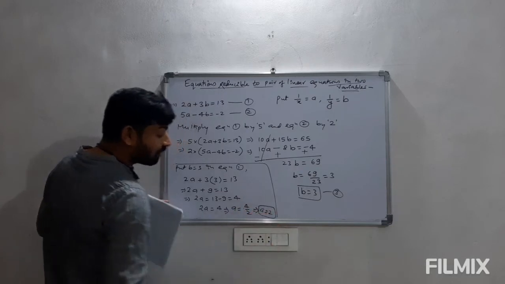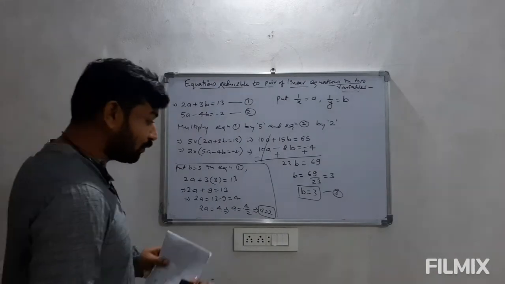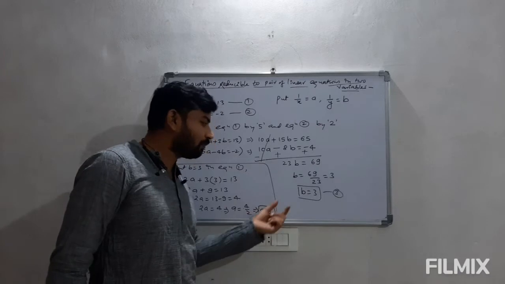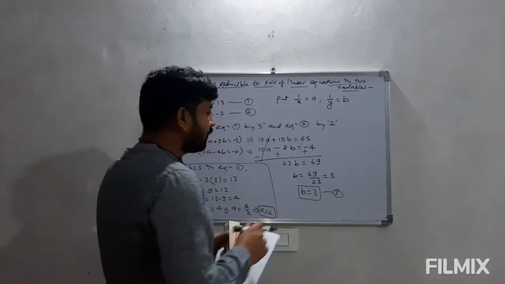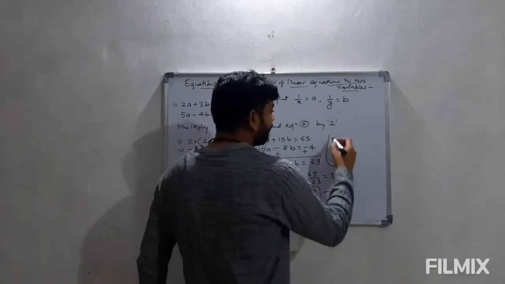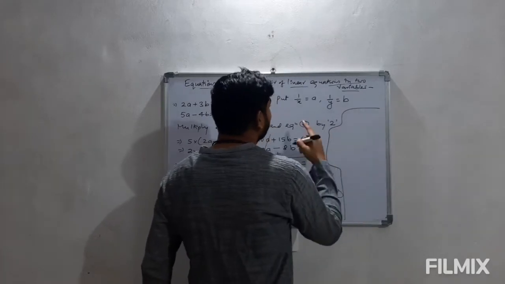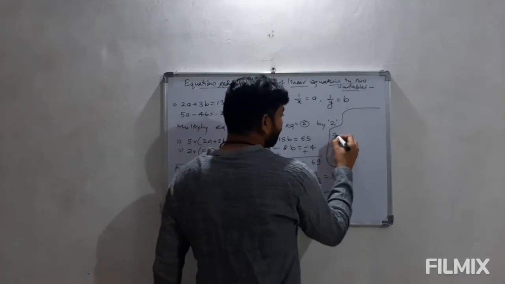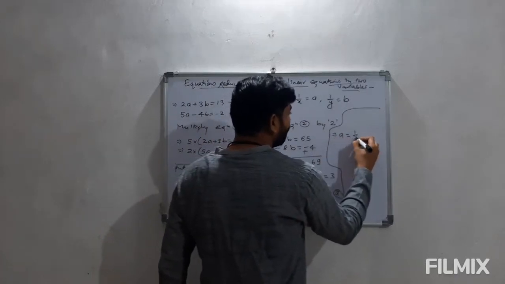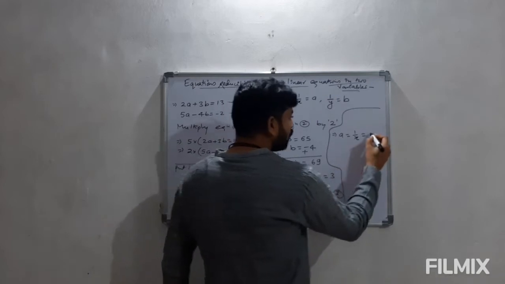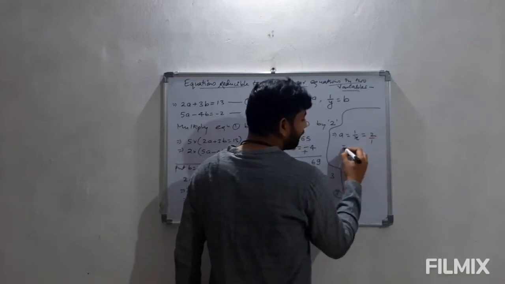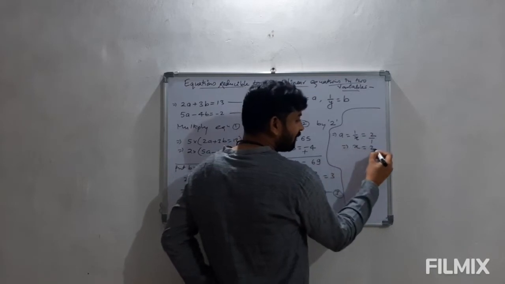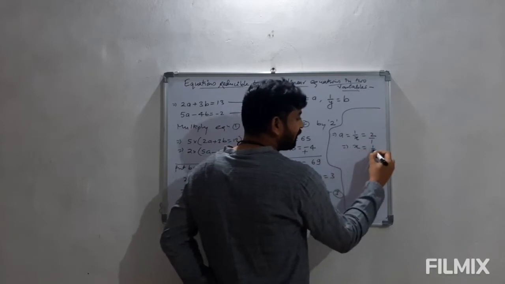But our question is not complete yet. Our question was in terms of x and y, and we have just found the values of a and b. So now what we have to do is replace a and b by x and y. The value of a is 1 upon x, that is equal to 2 here. If we take the reciprocal, x will come, that is 1 by 2.